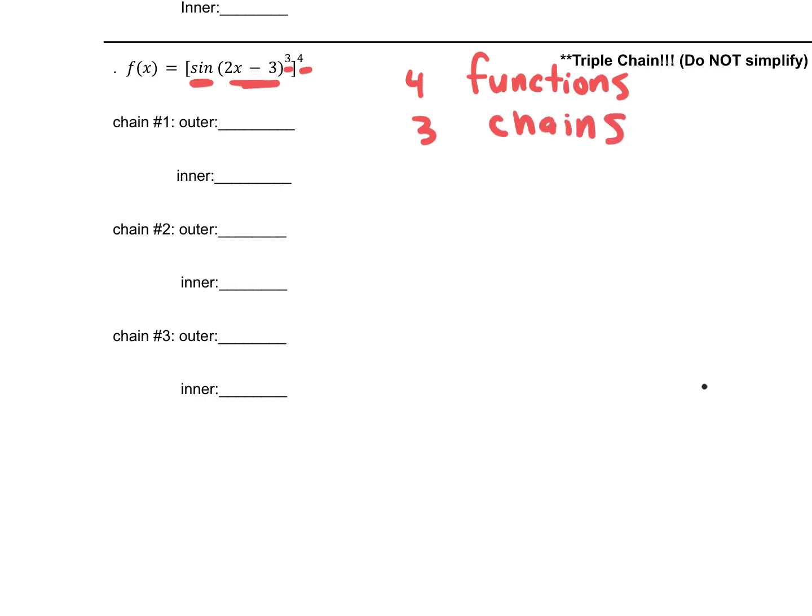Okay, what is the outermost? Well, this 4 is outside of the bracket, so that 4 applies to everything. So our outermost function is something to the 4th. You can only have 1 function here, so if we start with 4 and we have 1 here, we need 3 here. And the inner as is always everything else. So the inner as is the sine of 2x minus 3 to the 3rd.